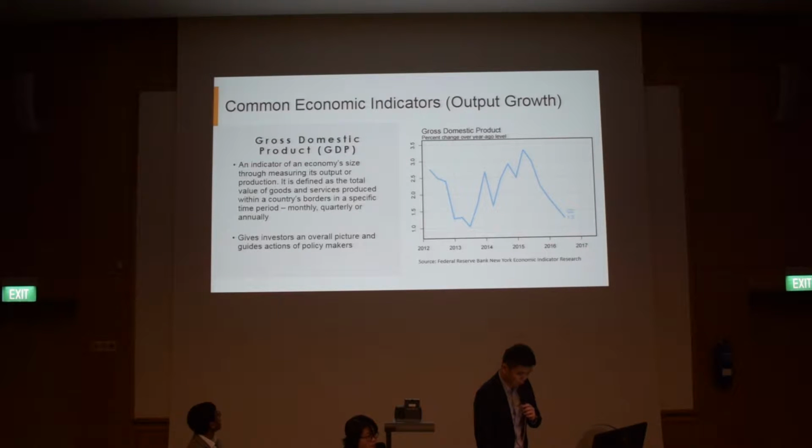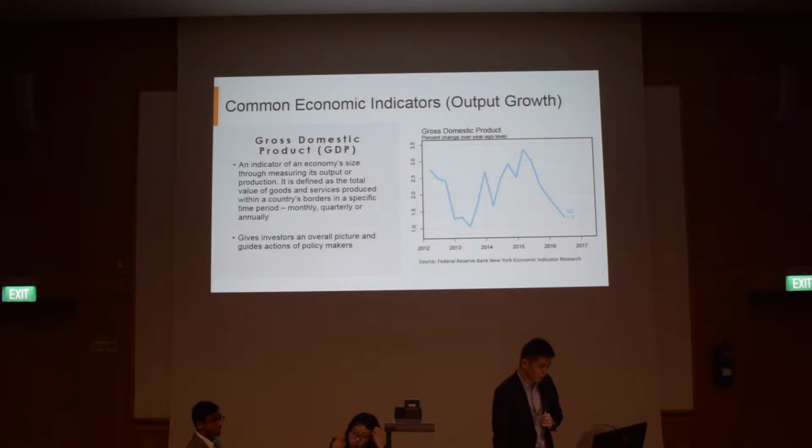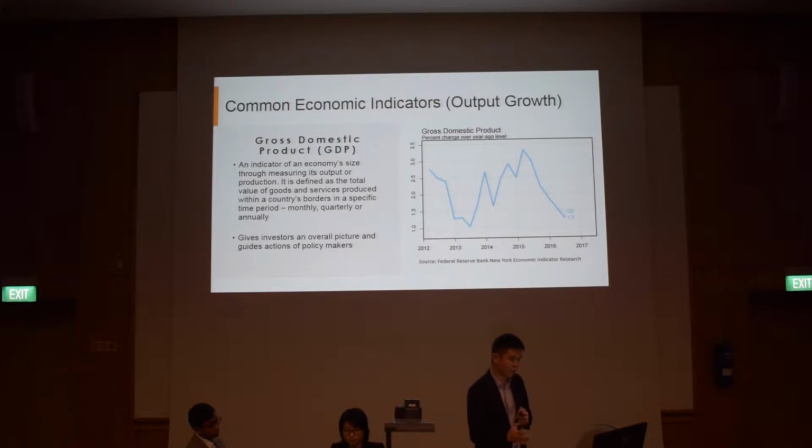So first, for output growth. One of the most important indicators in this category would be your GDP, which is your gross domestic product. So what is your GDP? It basically measures and puts a monetary value to the output of the economy, which effectively indicates the size and composition of the economy. Like how much of your economy is driven by consumption spending, how much is driven by your manufacturing, for example, and so on and so forth.